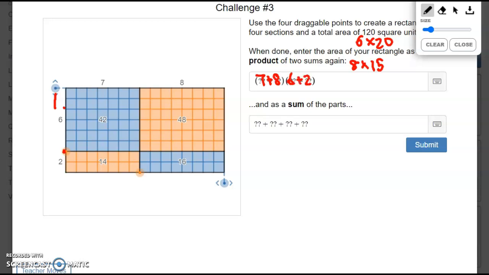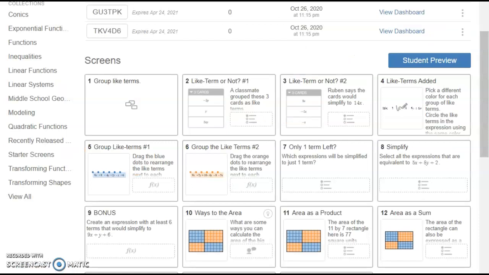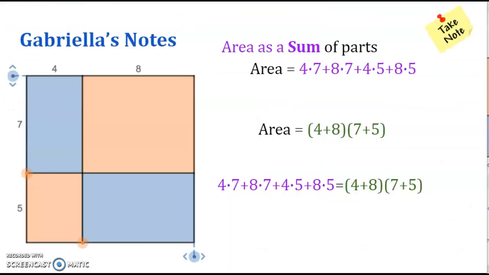Okay, and the sum of the parts will be 42 plus 48 plus 14 plus 16, and they should all add up to 120. Great. Okay, so let's take some notes now.